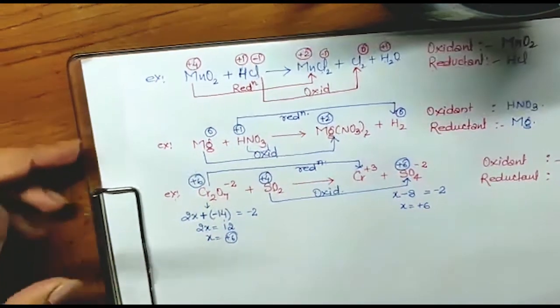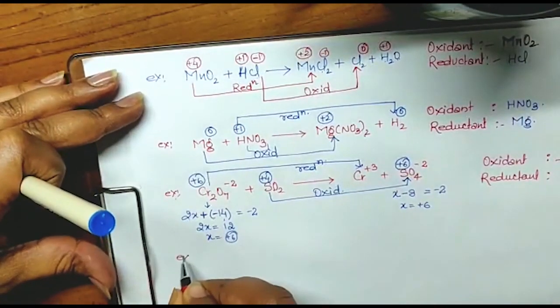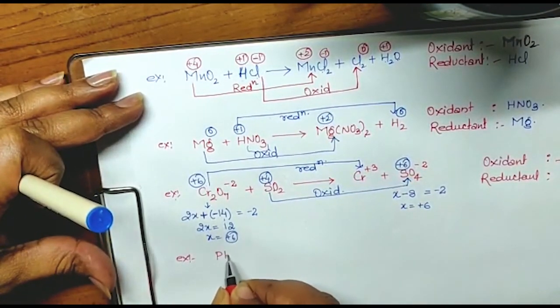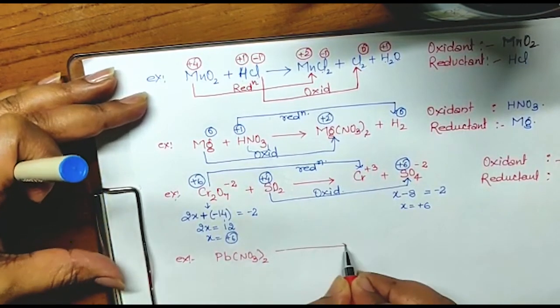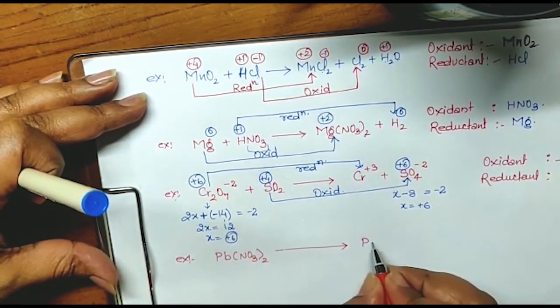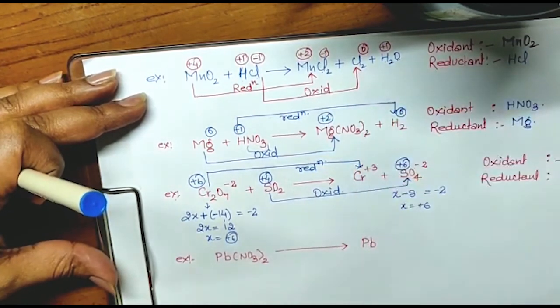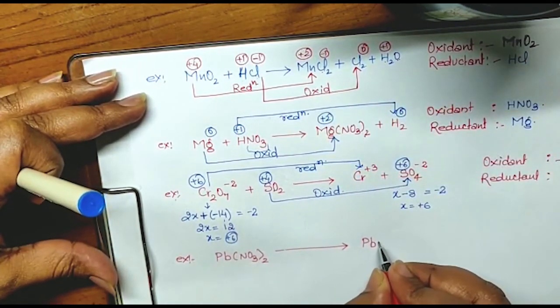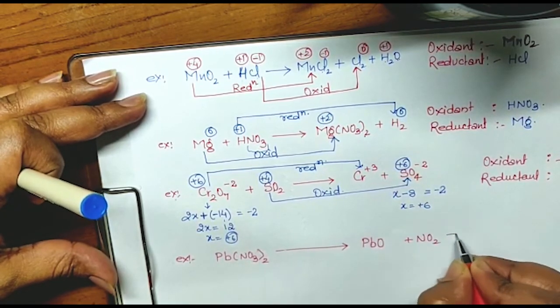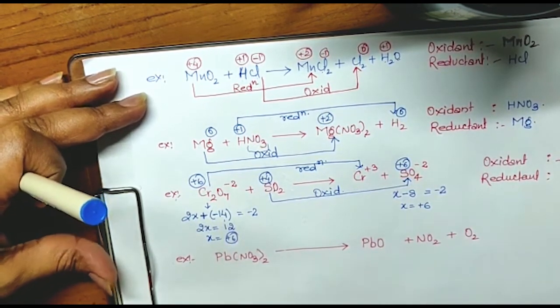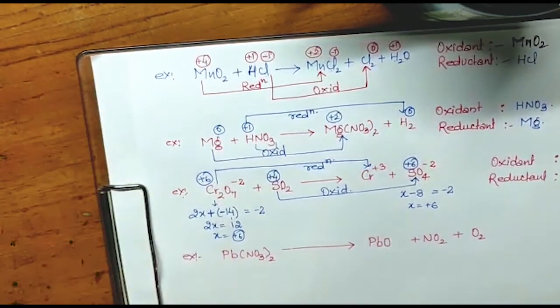Another example, and for today the last example. Suppose that Pb(NO3)2 is there and changes into PbO plus NO2 plus O2. This is again a higher difficulty level, I'm increasing it one by one. Okay, so let's do this.